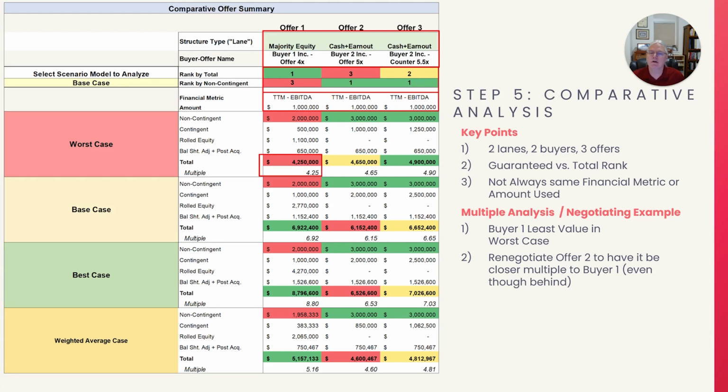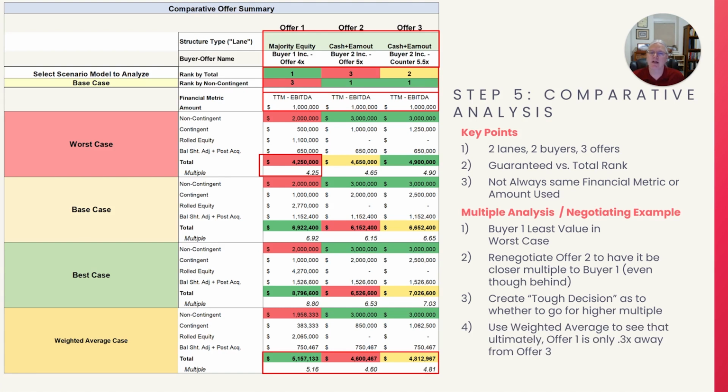So what we did in this scenario is we said, let's renegotiate offer number 2 to have it be closer to buyer number 1. And the goal when you have the second offer is to create a tough decision of whether or not you should go for the higher multiple or not. Again, in this fictitious analysis, we looked at the different offers, and from a weighted analysis perspective, the total offer value of each one of these is $5.1 million for the first scenario, which is a 5.16 multiple.